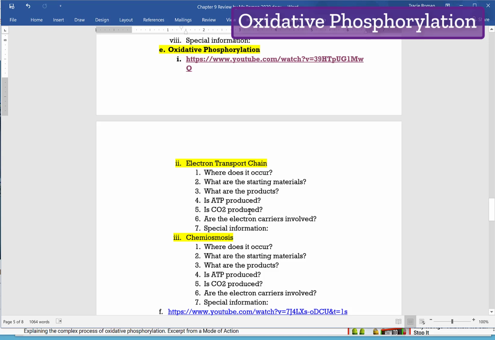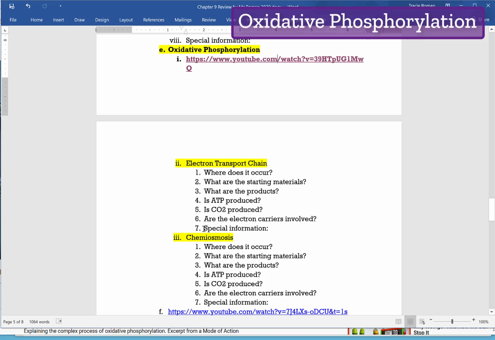CO2 is not produced because CO2 has already been produced. Glucose is completely broken down, so there's no source of carbon for carbon dioxide to be produced. Are the electron carriers involved? Yes, they are dropping off the electrons. Special information would be that the electron transport chain is setting up the proton gradient that will power chemiosmosis and the phosphorylation of ADP.